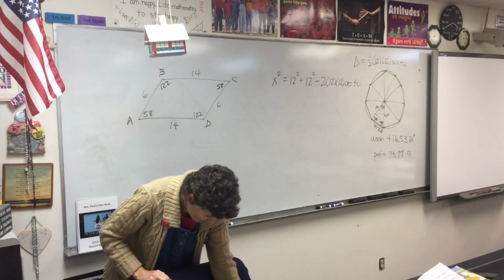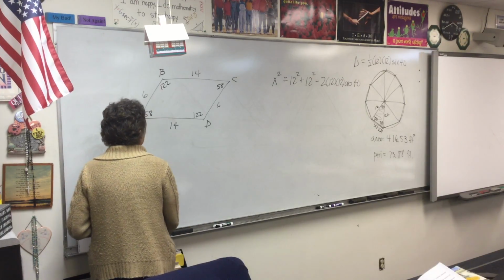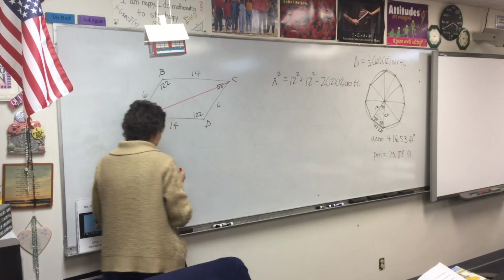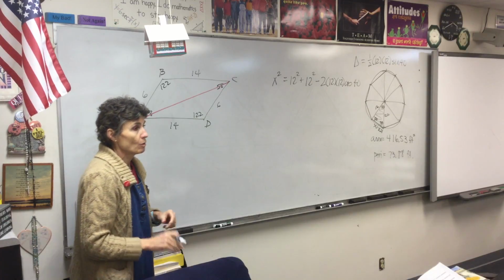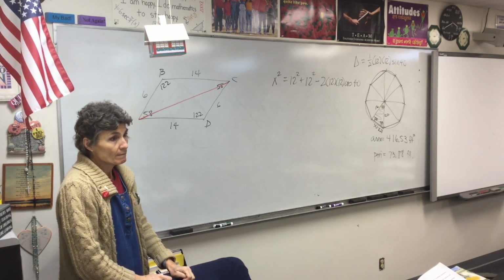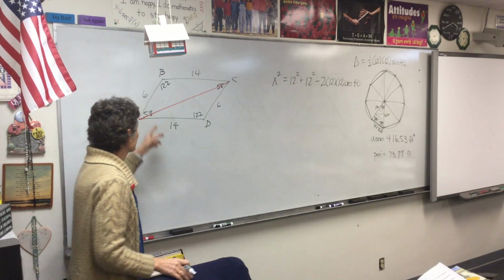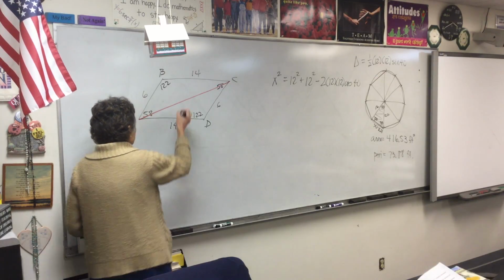Okay, now, what am I supposed to be finding? AC, so I'm going to find the longer diagonal. Does that diagonal bisect the angles? No, only in a rhombus. You don't know anything about these angles right now except they add up to 58. All right, I want to find the length of that.